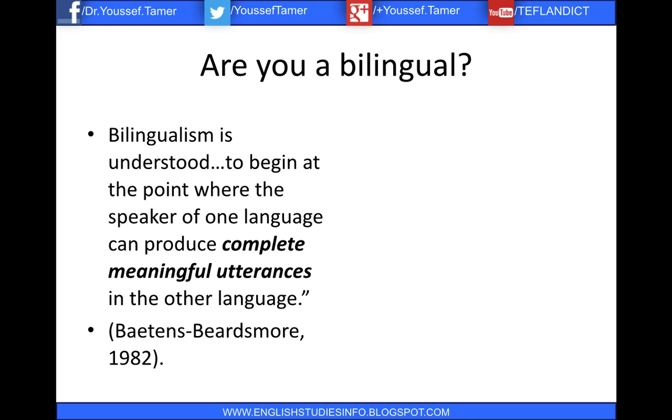Complete, it's very important here. He says complete, meaningful utterances. Okay, complete sentences, utterances that are meaningful. At that stage, when that person starts to do that, that's bilingualism. He's said to be a bilingual.